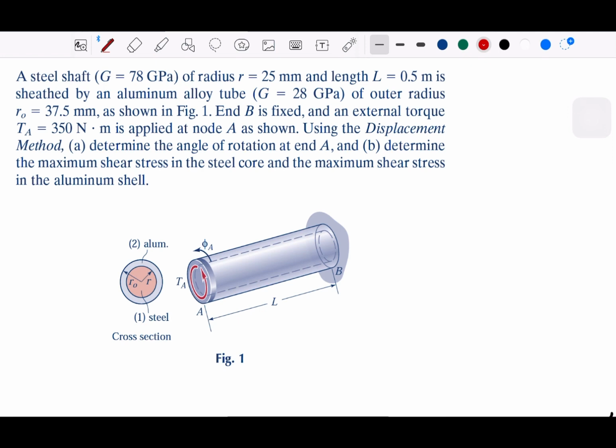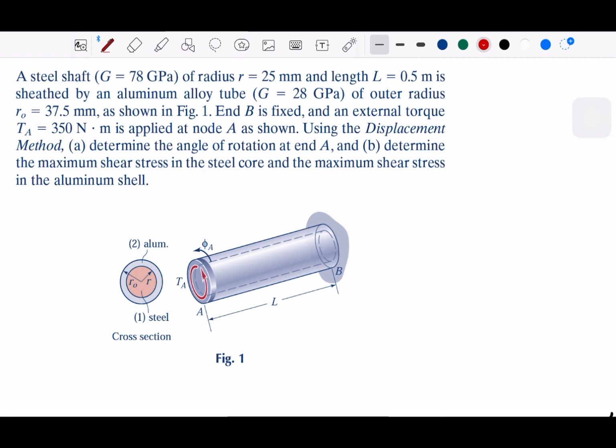So it is a steel shaft with the modulus of 78 GPa. So steel is around 80, 100, 200 GPa, while aluminum is usually 20, 30 GPa. The B end is fixed. External torque TA of 350 Newton meter is applied. Using the displacement method, determine the angle of rotation at A and determine the maximum shear stress in the steel core and the shear stress in the aluminum shell.